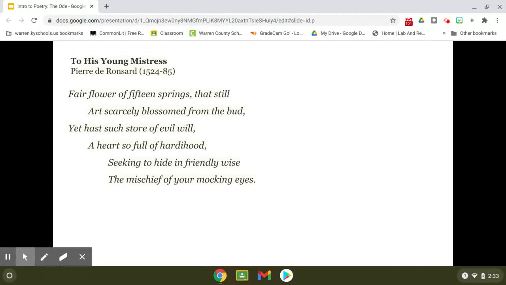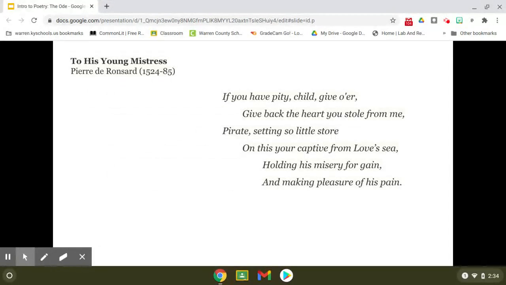The second part is the antistrophe, where we get another kind of angle of the problem.